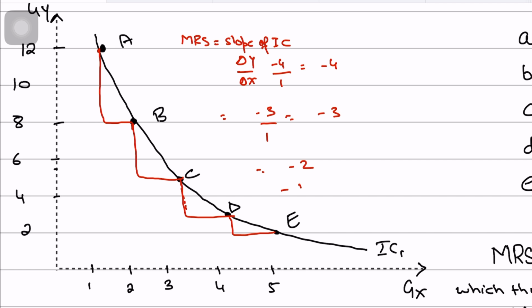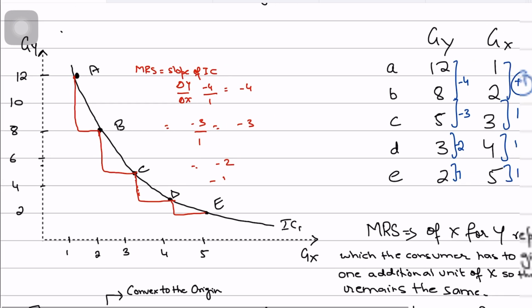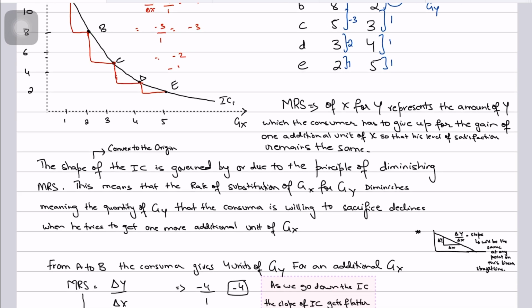And that is why we say that the indifference curves are convex to the origin, because its shape being convex is indicating that the rate of substitution of good x for good y is decreasing. It is indicating the diminishing marginal rate of substitution, right. I have written this here as well.